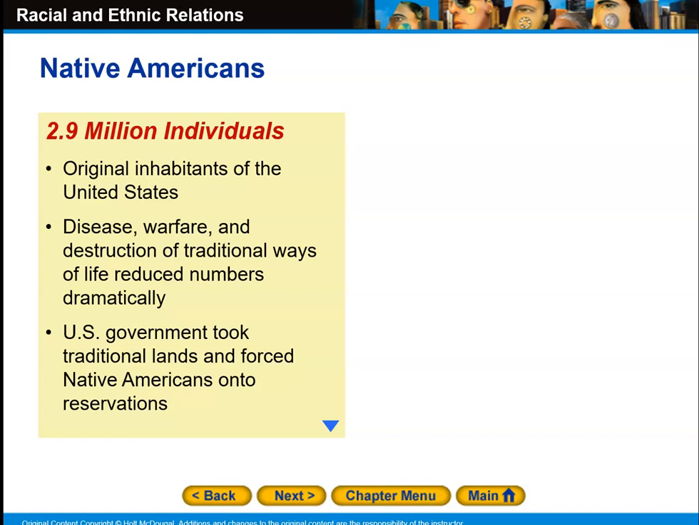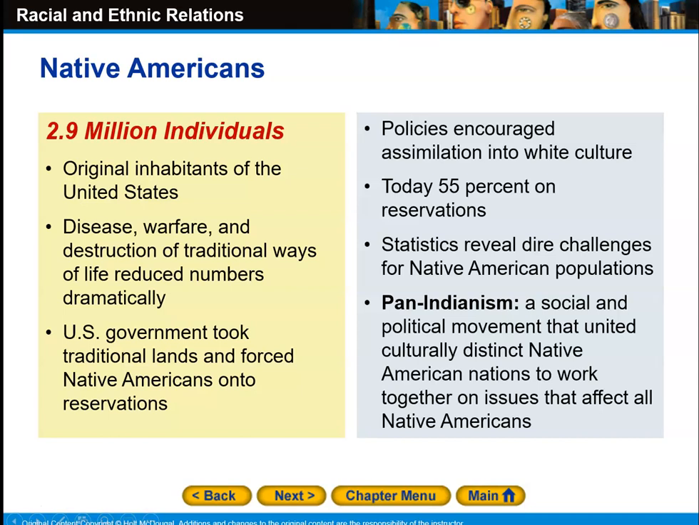The original inhabitants of the United States are the Native Americans. There are 2.9 million Native Americans in the United States. They have historically suffered from disease, warfare, and destruction of their traditional ways of life. They've reduced their numbers dramatically. The U.S. government took traditional lands and forced Native American people onto what are known as reservations for their place to live, taking their land away, forcing them to change their way of life.